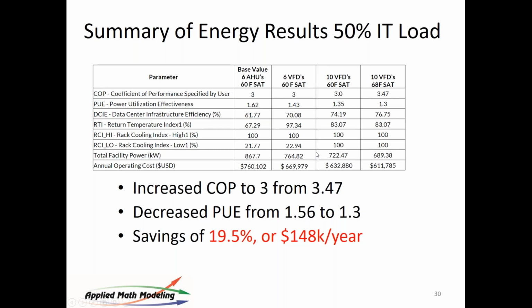The RCI low goes to 100%, even at 60. And then when we go up to 68, it gets even better, 611. So we saved about 20% in the half-loaded case. So that's how you do it.